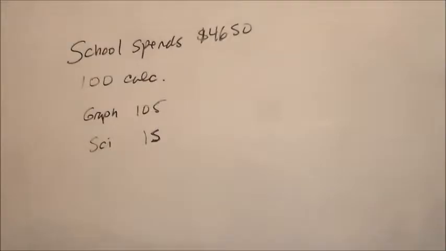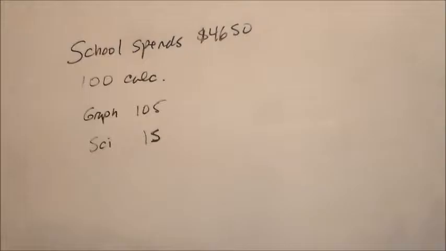The school spent $4,650 last year to purchase 100 new calculators. Some were graphing calculators that cost $105 each, but the rest were scientific that cost $15 each. How many of each kind were purchased?